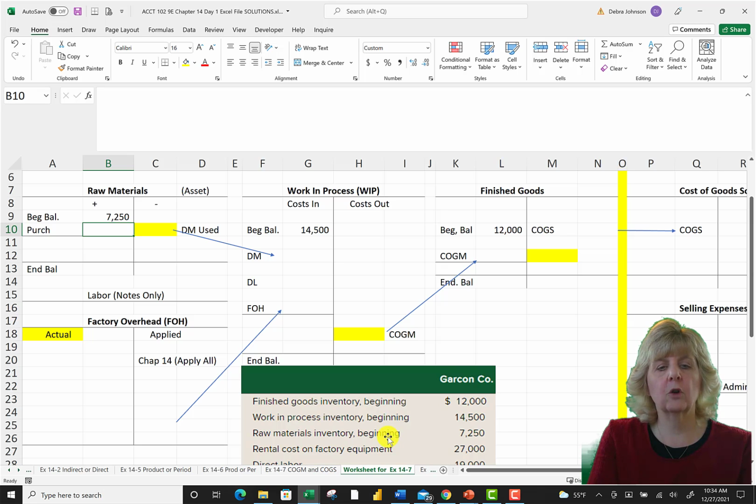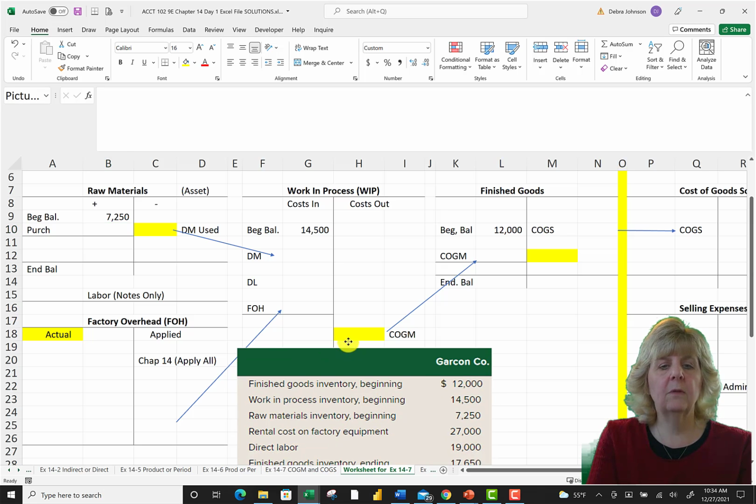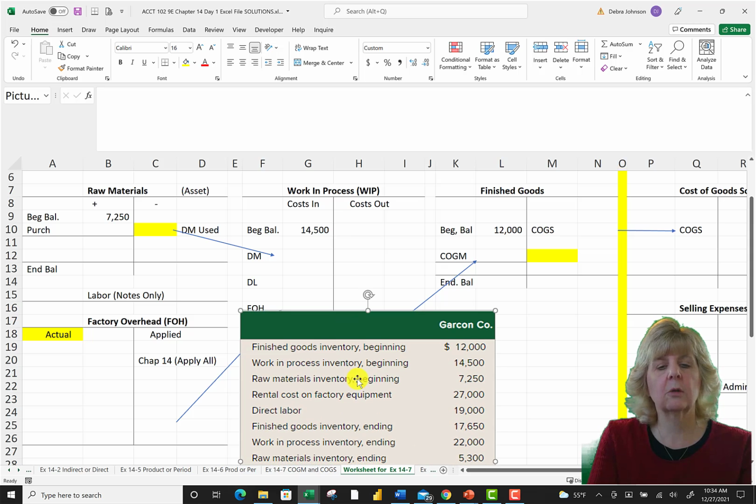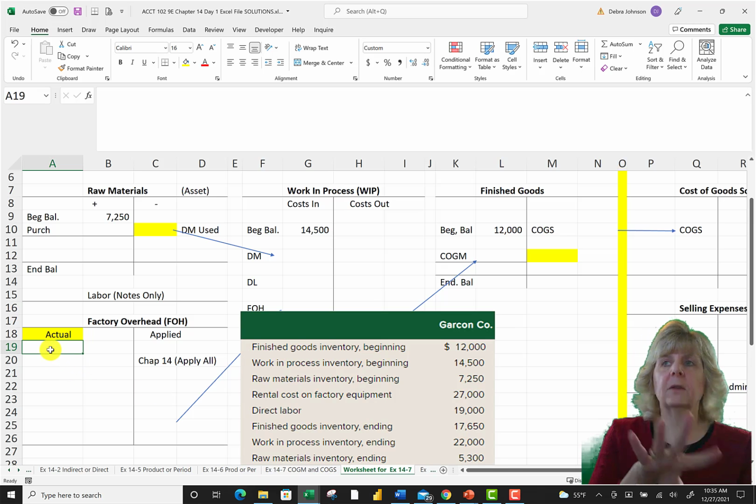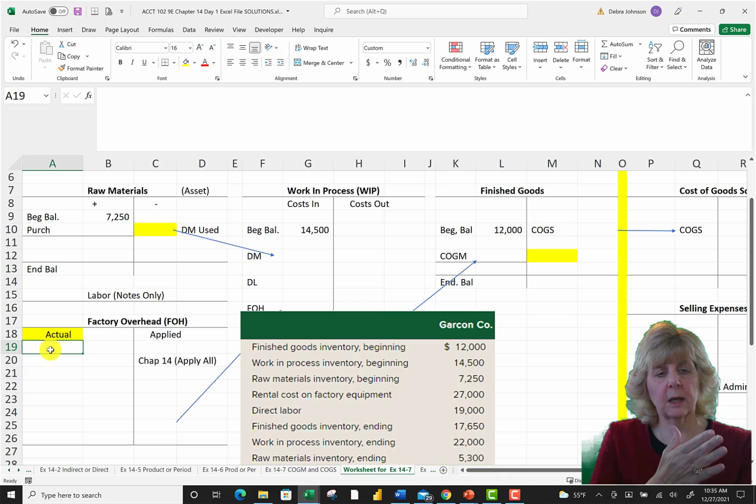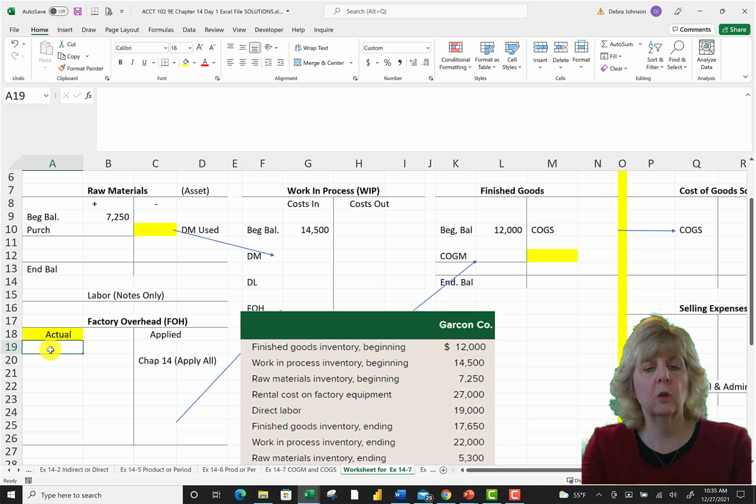Okay, I've covered the first three accounts. I think I'm going to move this up so I can keep everything on the same screen. The rental cost on the factory equipment: we learned in the earlier lecture today that that's an example of a factory overhead cost. So think about this dummy account as a list of accumulated costs on the debit side, and when we're done with this problem, we'll foot them all up, and in one shot we will apply them to the WIP account.